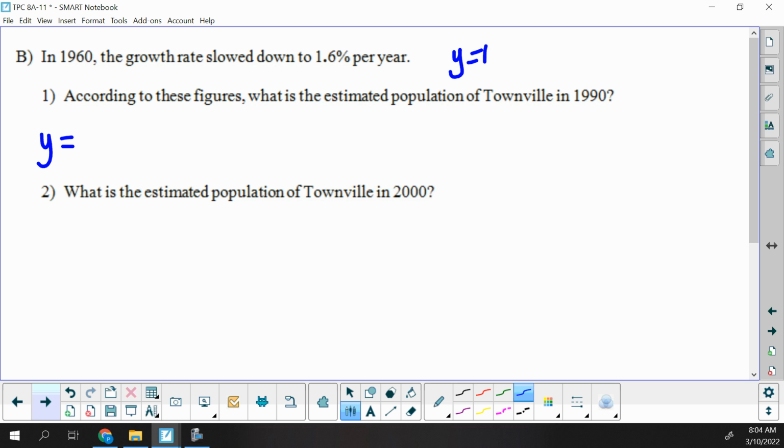So we'll have y equals 1500 times 1.028 raised to the 100. And we'll give you a minute, see if you can punch that in and see what it gives you. And we'll round it to the nearest whole, just like we did the other ones for our people. So we should have gotten 23,736 people to the nearest whole. So that becomes our initial amount in 1960.